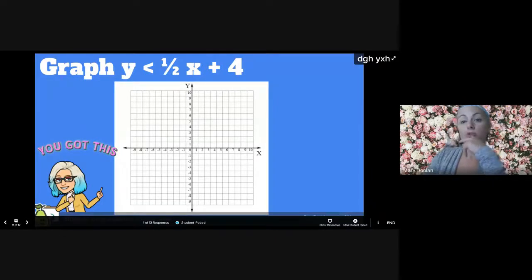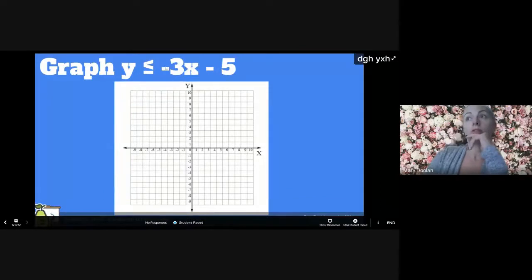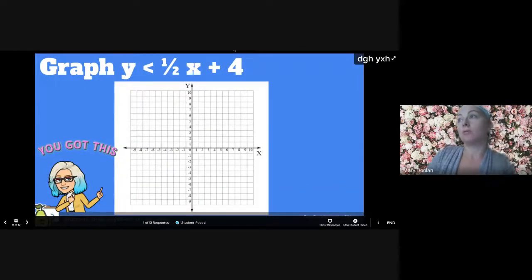You're going to use those drawing tools. And so this one, see, it's less than. That one's going to be a dashed line. This is less than or equal to. This is going to be a solid line. They're both going to have shading, though. And let me just show you real quick.